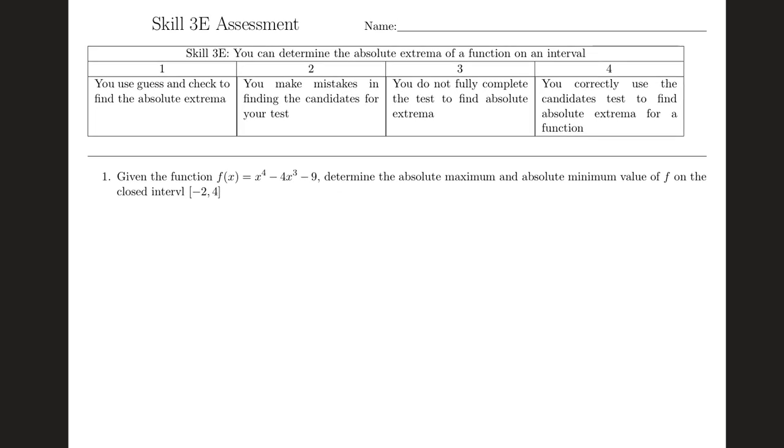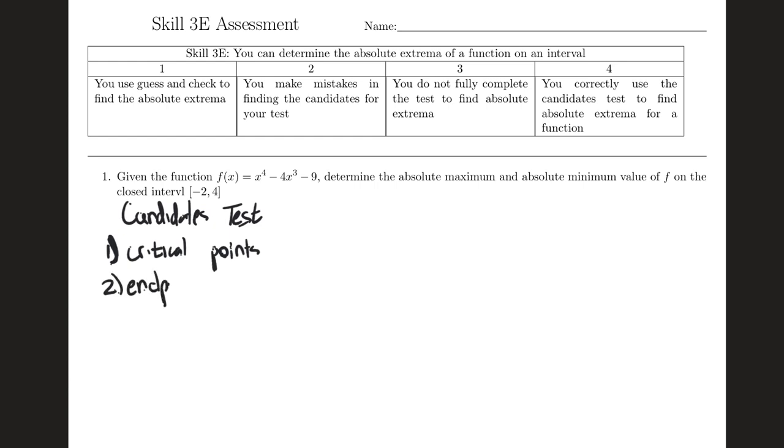All right, our next skill is about finding absolute extrema. So whenever you're doing absolute extrema, you are looking at the candidates test. All right, and to do the candidates test, there's two types of candidates. There's critical points. All right, and your second type is the endpoints. So you have to find these different candidates and then use them to figure out your answer.